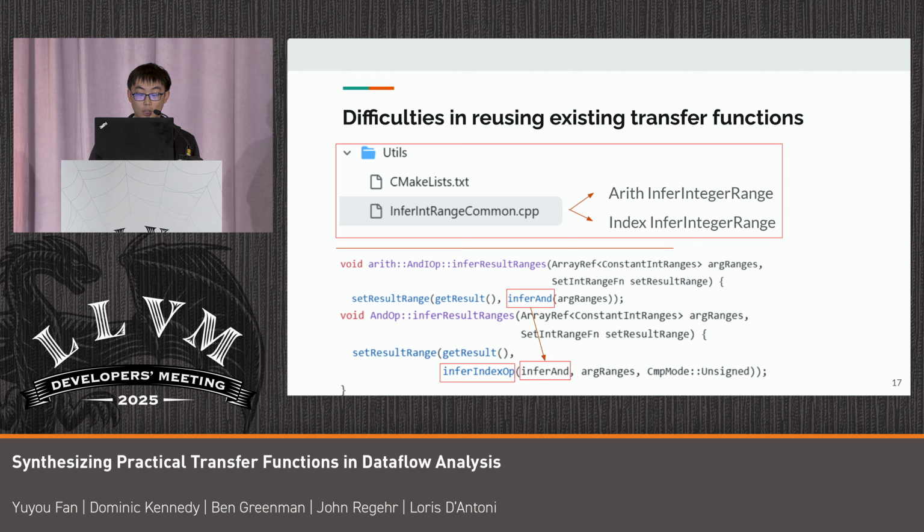This is good. However, when it comes to index, it calls infer AND first. Then it calls an adapter, infer index operation, to change the result to the index domain. This means programmers must manually write those adapters, and it might be easy to get wrong and might contain bugs. So these are the difficulties.